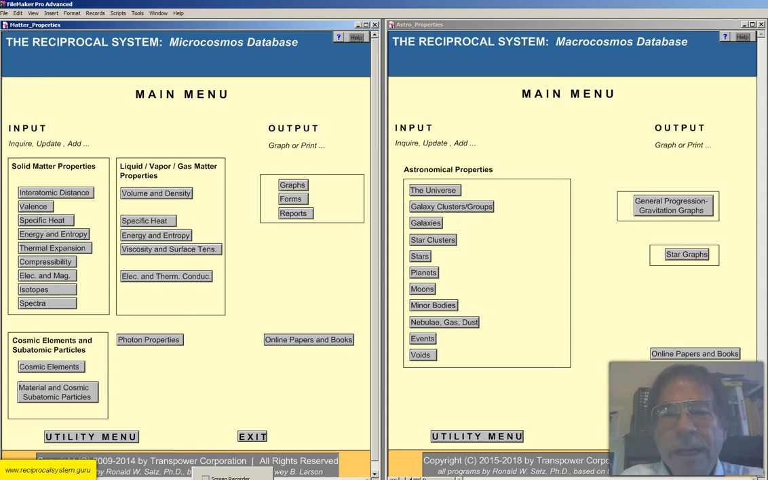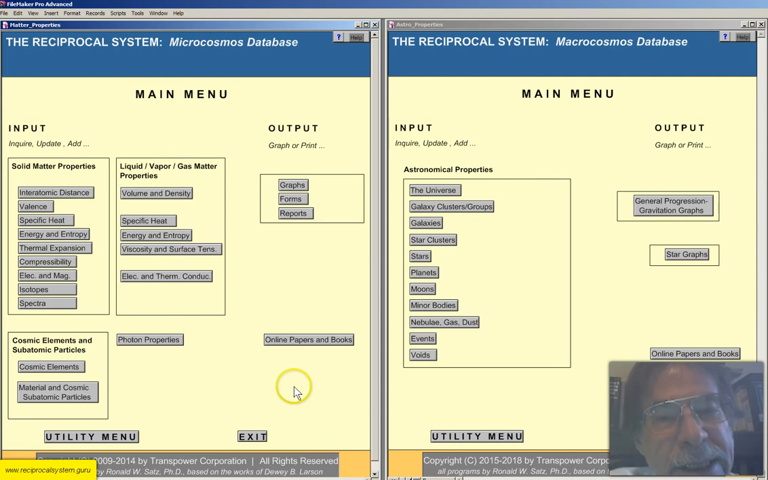Today, as with most of my screencasts, I'll be discussing the reciprocal system. In this case, the reciprocal system Microcosmos database. You can see the main menu, the Microcosmos database here on the left, and the reciprocal system Macrocosmos database main menu on the right. I've already covered all of these layouts in previous screencasts, so you may want to check them out.